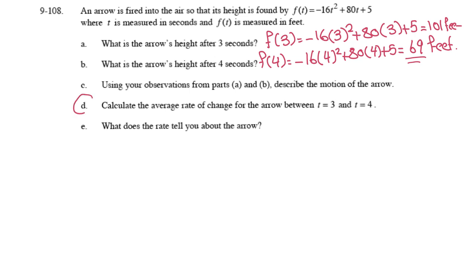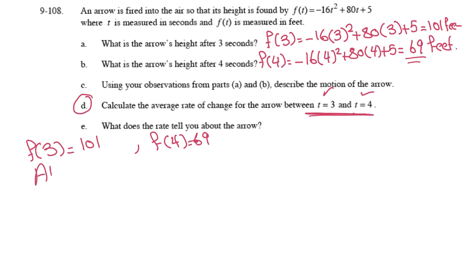Calculate the average. So I'm on D at this point. Calculate the average rate of change for the arrow between 3 and 4. What I need to do is figure out my AROC, the average rate of change, not the slope of the tangent line. So you're not going to do the limit approach at this point because they gave you values. You're not trying to come close enough to the 3. I'll do f of 3, which we already found in A, which is 101. And f of 4, we found in B, which was 69.